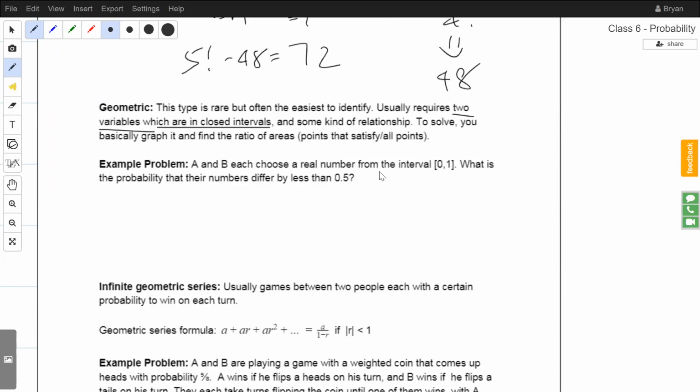And a great example of this is this problem. So we have A and B are two real numbers between 0 and 1, and we want to find the probability that the absolute difference between these two numbers is less than 1/2. So basically, if we let the numbers be x and y, we have x and y are between 0 and 1. And we also have that the absolute value of x minus y is less than 1/2.